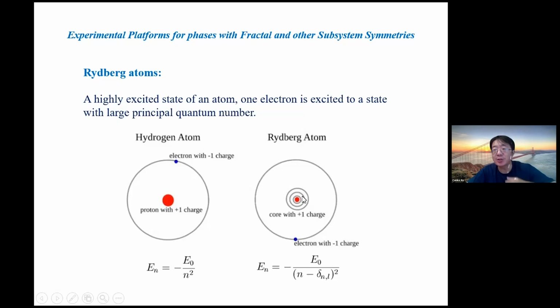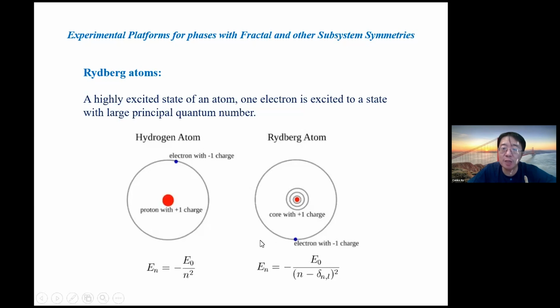And because of this, a lot of the features of the hydrogen atom can be used to simulate the highly excited atom, which is the Rydberg atom. For example, we know the energy level of the hydrogen atom goes like minus E naught over n squared. This is the energy level of the hydrogen atom.